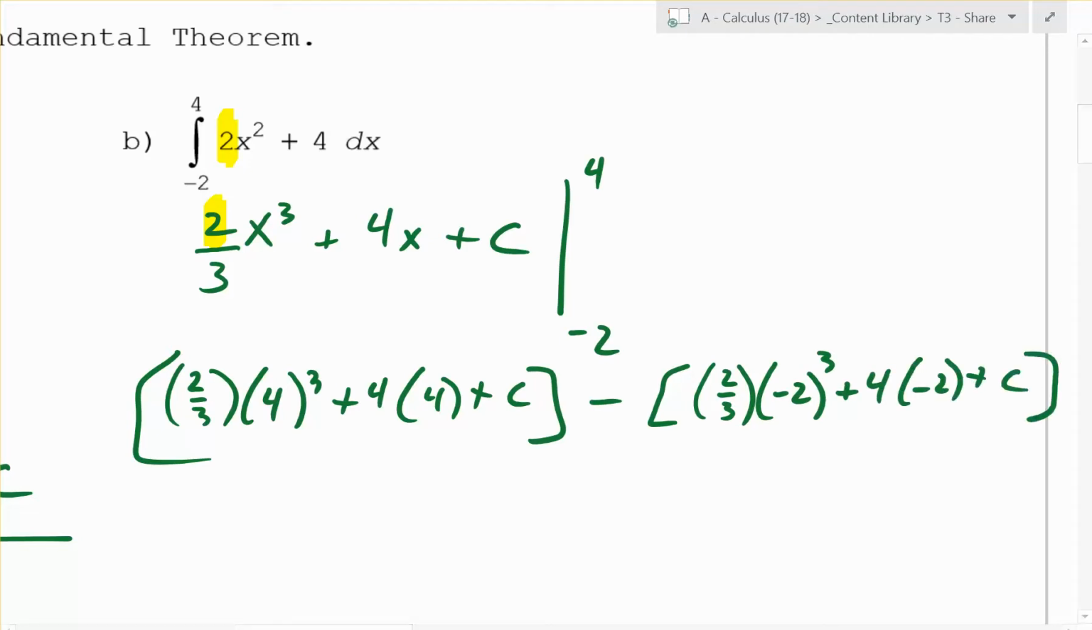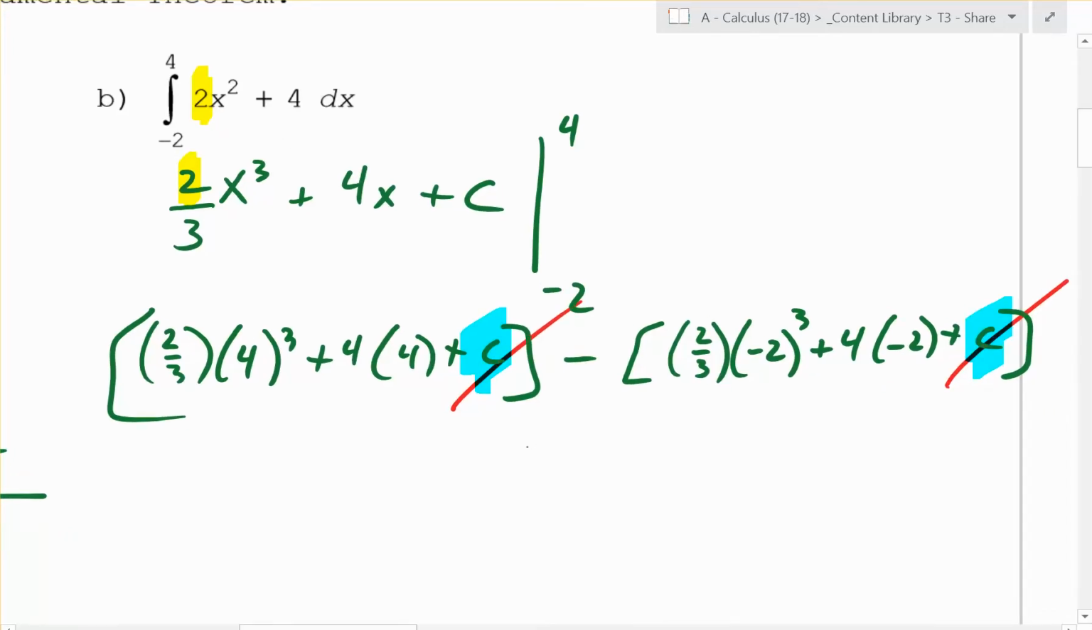And you see what happens to the c's? You have c minus c. Those cancel out. They're gone. So when you evaluate this, you got to be careful with the fractions. It does come out to be 216 over 3.